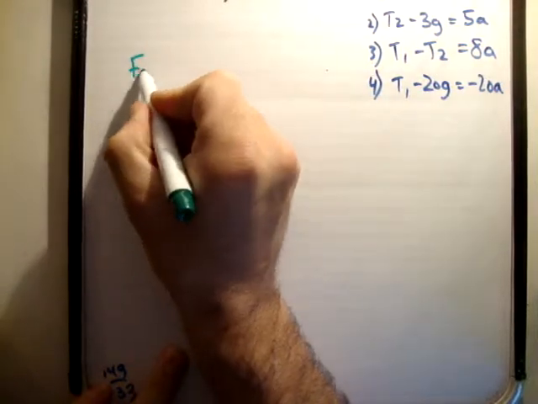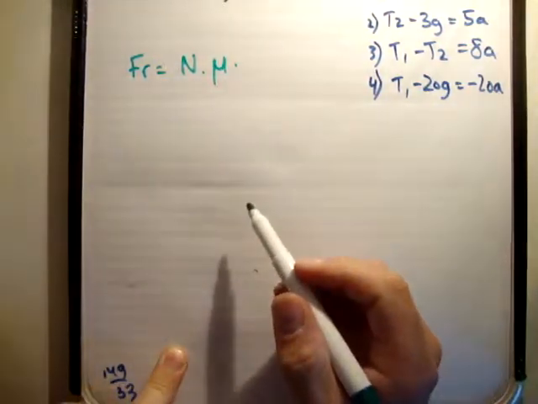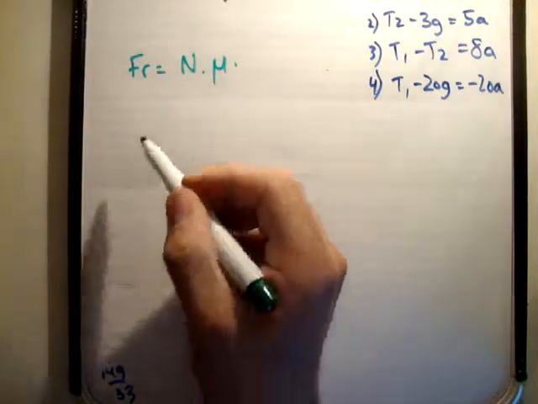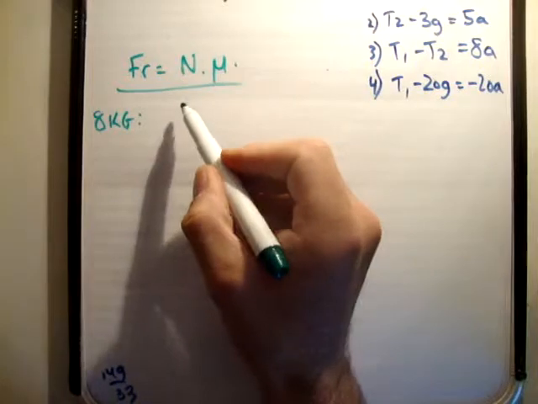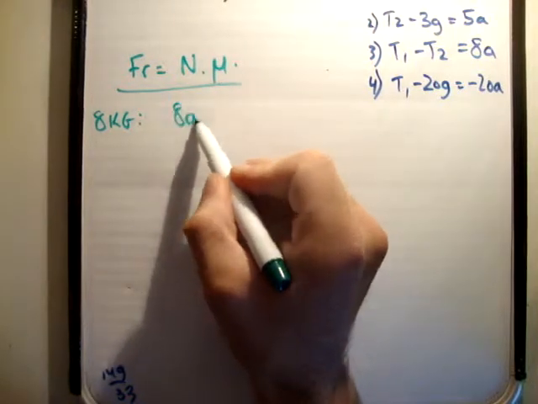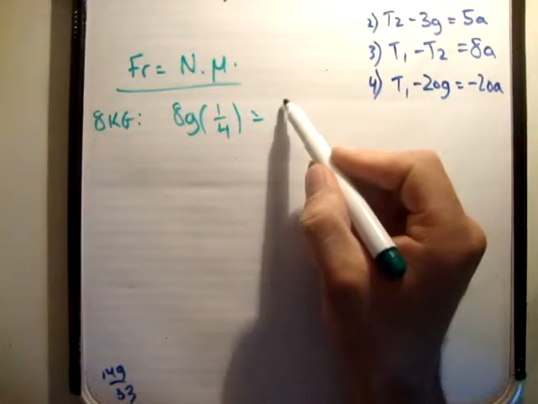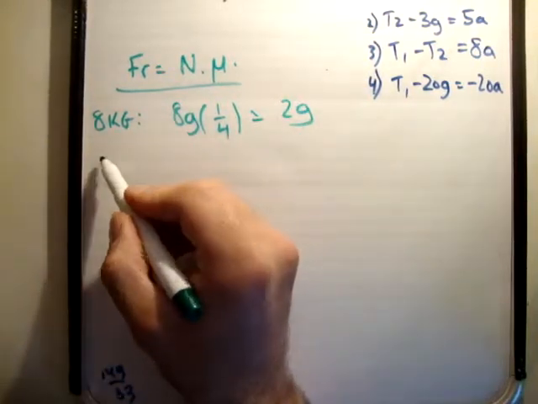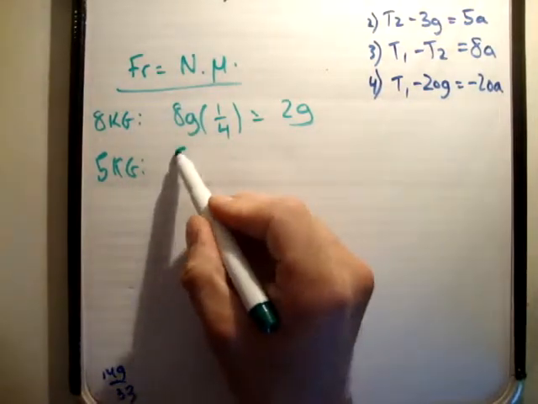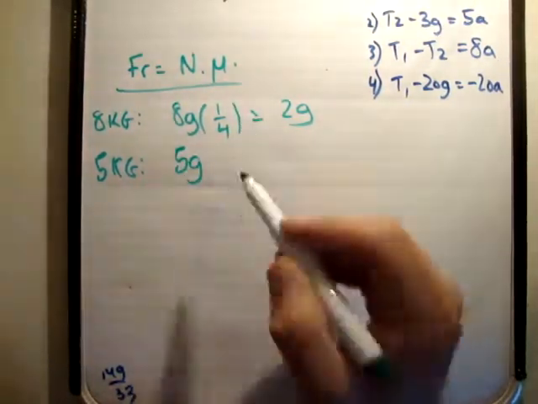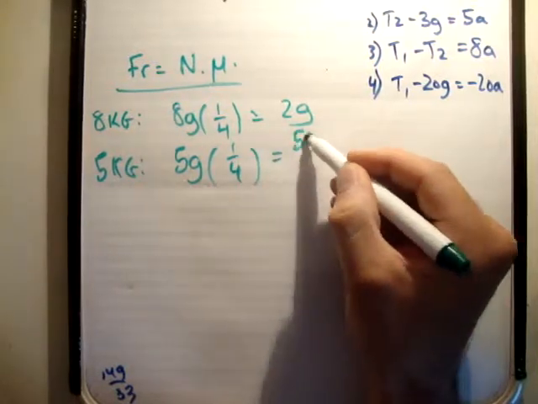First of all, let me go back down here. We know that the frictional force is equal to the normal force times the coefficient of friction. That means the following. For the 8 kilogram particle, the friction is going to be 8g times the coefficient of friction, which is 1/4, and that's going to be equal to 2g. For the 5 kilogram particle, it's going to be 5g, which is the weight or normal force, times 1/4, and you're going to get 5g over 4.